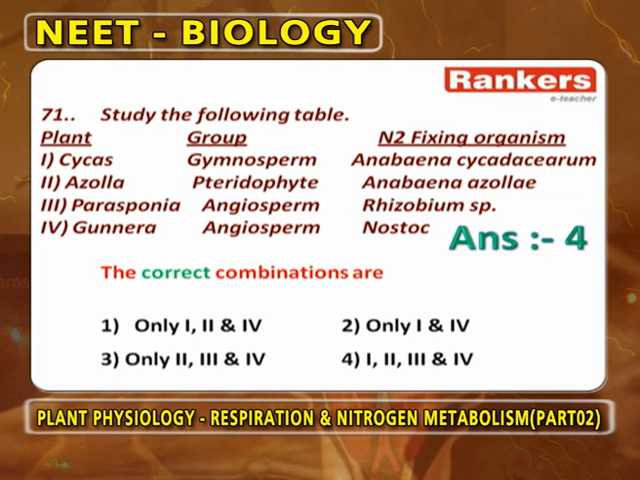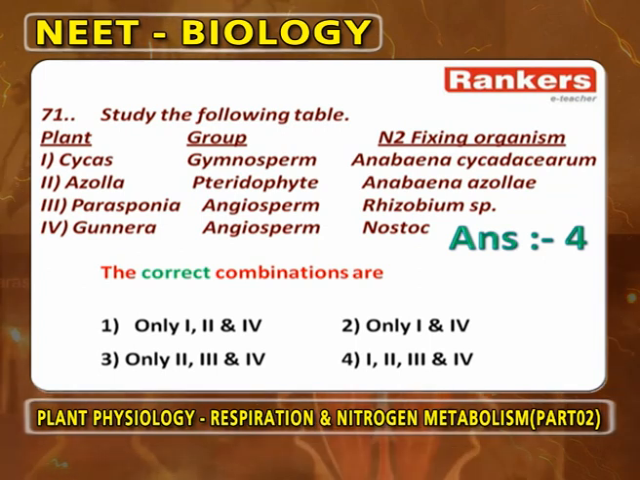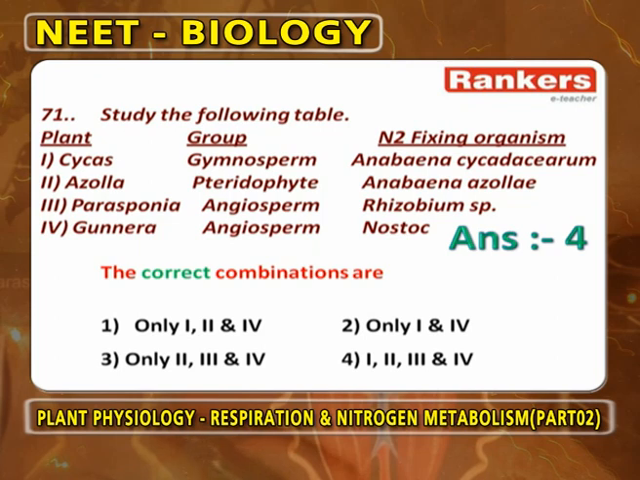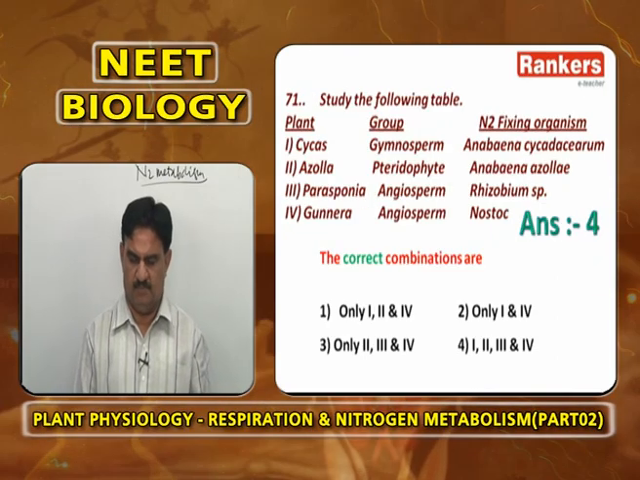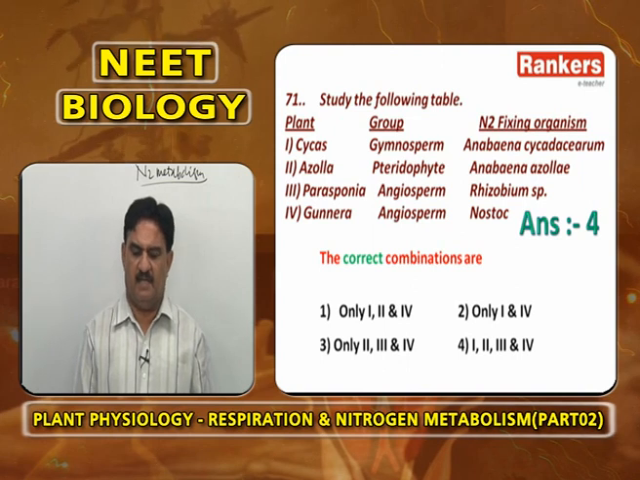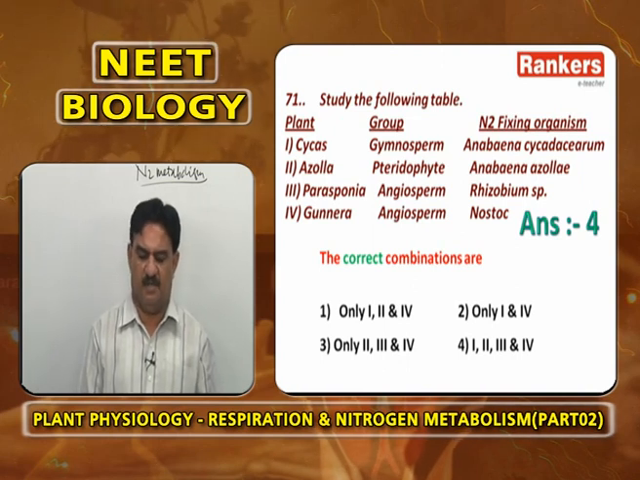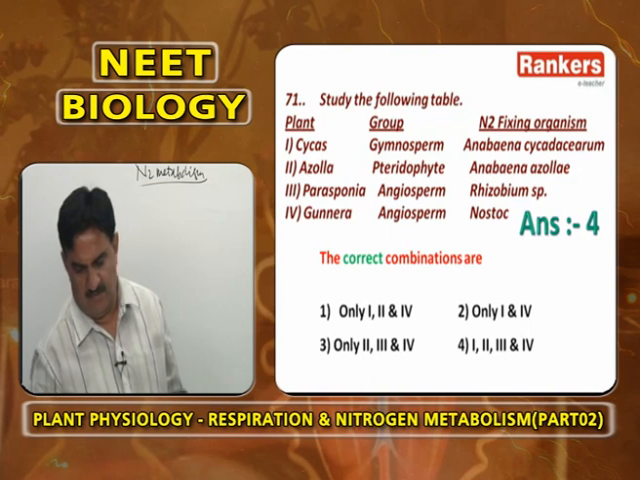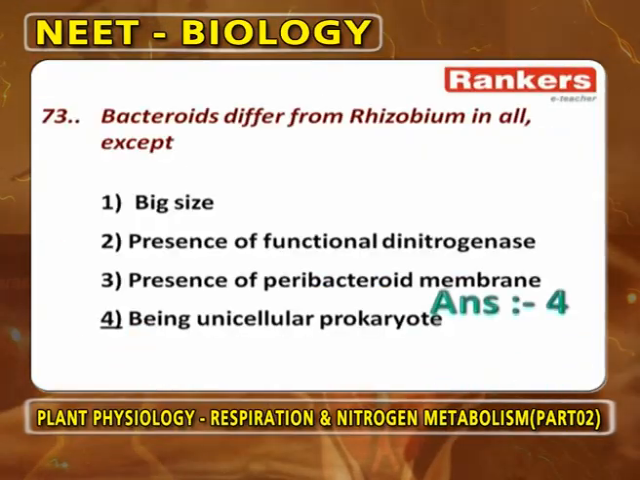Azolla is a pteridophyte with Anabaena azollae, which is correct. Parasponia is an angiosperm with rhizobium species because it is a non-legume with rhizobium. Gunnera is an angiosperm with nostoc. So, all the 4 are correct. Answer is 1, 2, 3, 4.